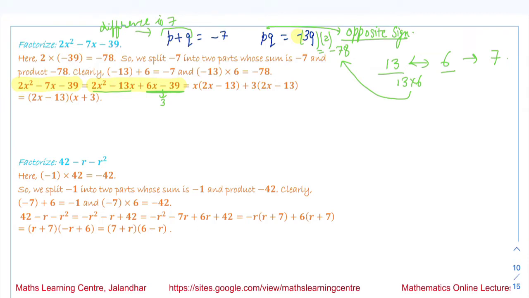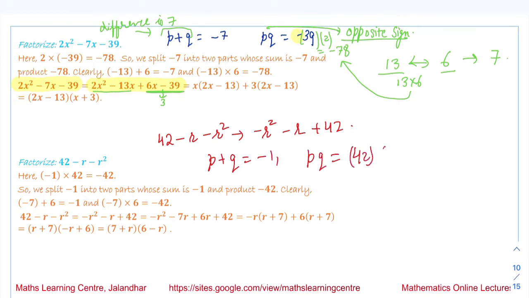Similarly, in the next question, it is 42 minus r square. This is not in the standard form, so if you write it in the standard form, it is minus r square minus r plus 42. It means p plus q we require is minus 1, and p into q we require is 42 into minus 1, which is equal to minus 42. So 7 into 6 of 42 is there. So it means 7 and 6 will be sufficient for this question.